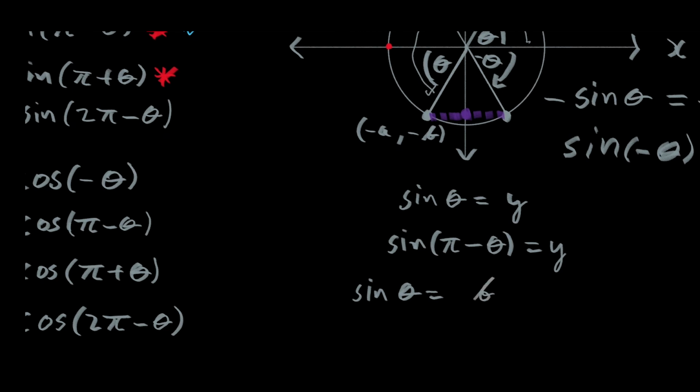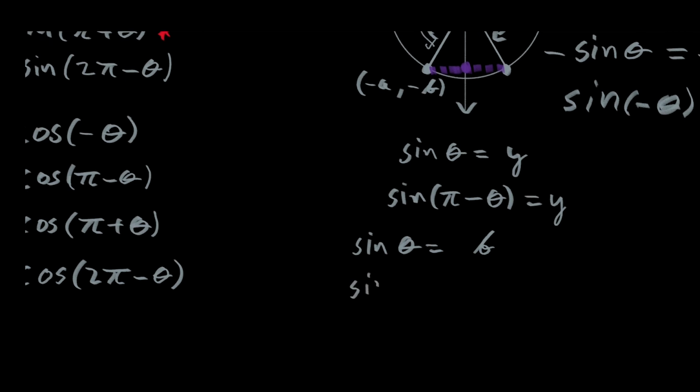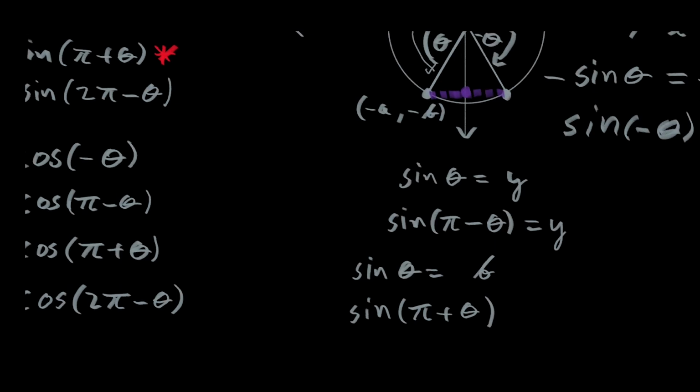And if we multiply both sides by -1, we get the sine of theta. Sorry, don't worry about doing that. Now, if we consider the sine of pi plus theta, we know that that's going to give us negative b. So that will be equal to negative b.